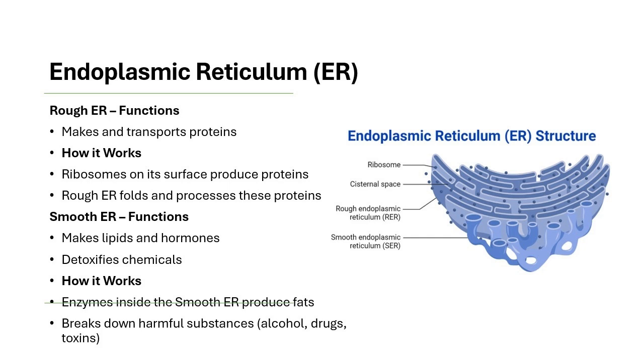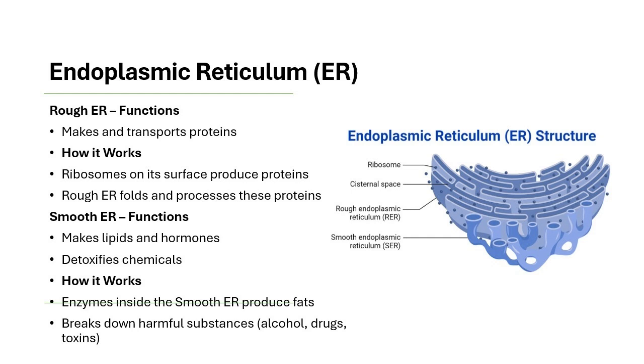It comes in two forms, rough ER and smooth ER, and each has a different job. Rough ER. The rough ER has ribosomes attached to its surface, which makes it look rough. These ribosomes make proteins, and the rough ER helps fold, shape, and prepare these proteins correctly. It makes sure the proteins are stable and ready to be used or transported to areas like the Golgi Apparatus. The rough ER plays a key role in producing proteins that are needed for growth, repair, and cell functions.